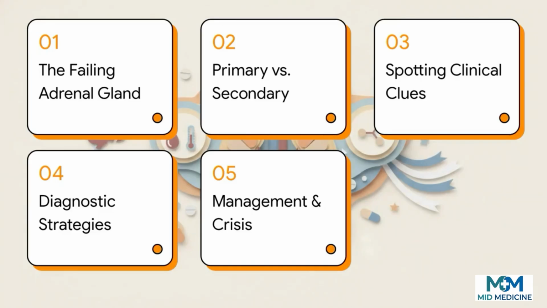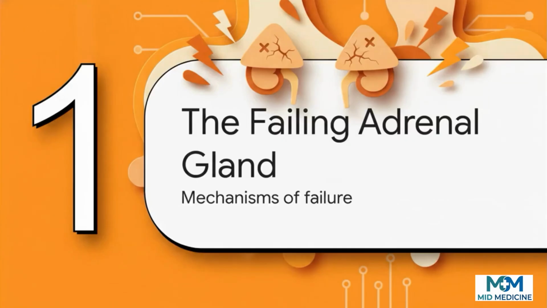So here's our roadmap for today. First, we'll look at the failing adrenal gland. Then compare primary versus secondary causes. After that, we're spotting the clinical clues, running through diagnostic testing strategies, and finally tackling management and the dreaded adrenal crisis. All right, let's jump right into part one, the failing adrenal gland.